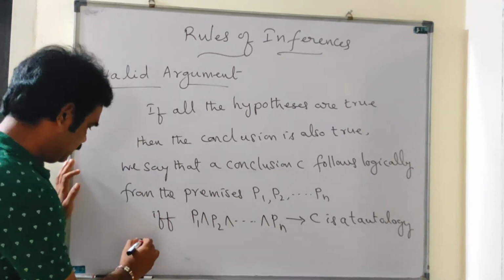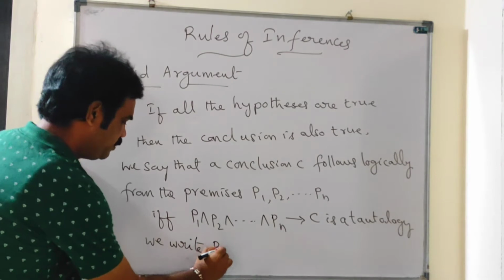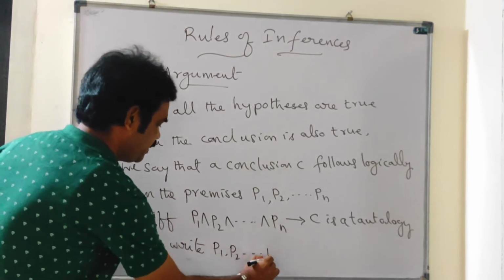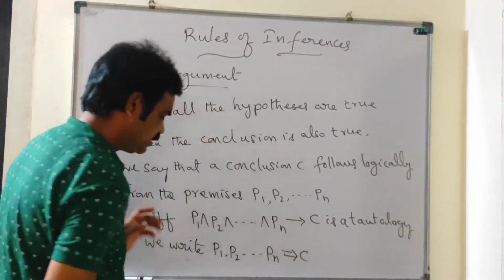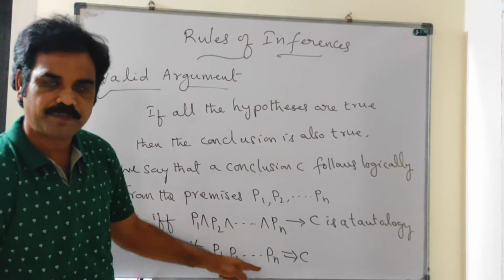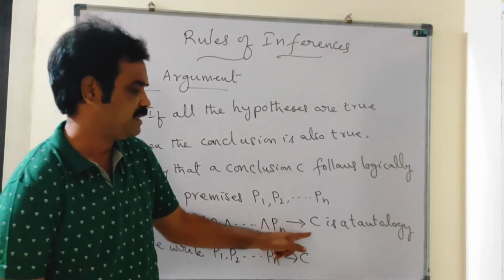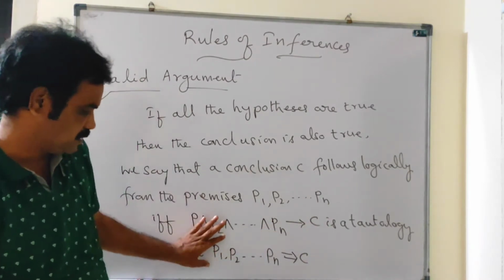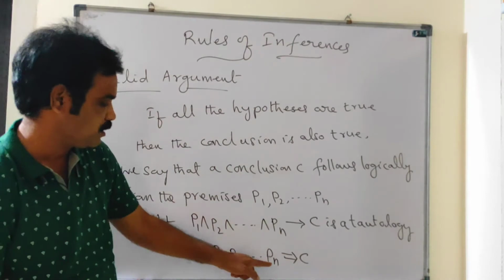In this case we write P1, P2 and so on Pn imply C. That means C follows logically from P1, P2 and so on Pn. This means P1 and P2 and so on Pn implies C is a tautology. This is the notation for that.